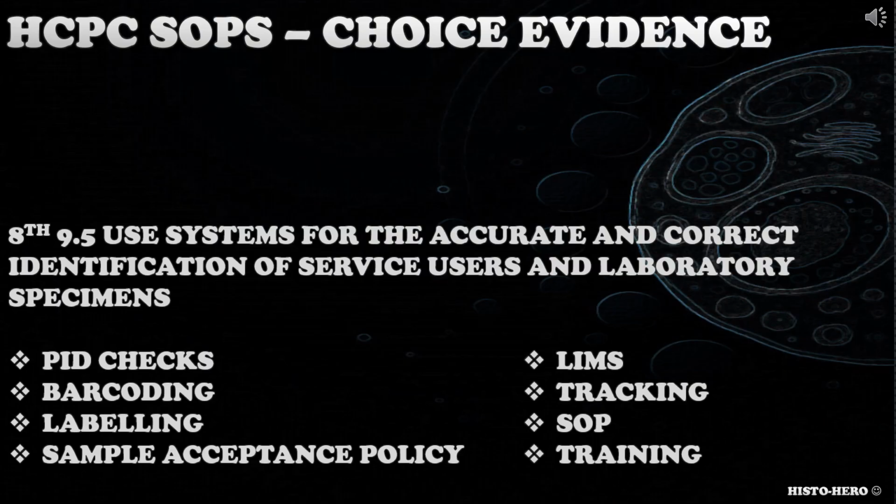The eighth standard is, use systems for the accurate and correct identification of service users and laboratory specimens. To demonstrate this standard, you need to be able to use systems that are in place to ensure accurate and correct identification of service users. What are those systems? How do you use them in your practice and why? Consider patient ID checks when booking in samples, patient demographics on the request form, LIMS system, types of samples received, sample labeling, barcoding or electronic tagging, sample traceability throughout the lab via tracking systems like Vantage, SOPs, training, sample acceptance policy, and so on. They are all very relevant here.